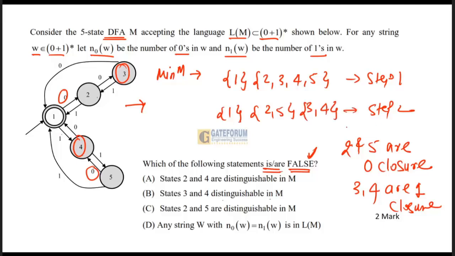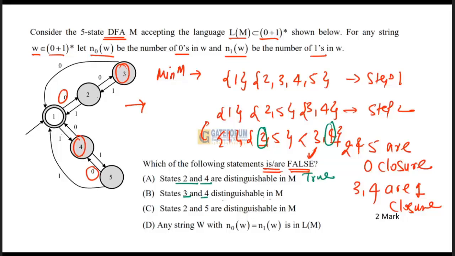Again, if you try, then I will get the same. No further segregation is there in step 3. So we need to stop here because the previous step was the same. Now here if you can see, state 2 and state 4 are clearly distinguishable. So statement A is true.